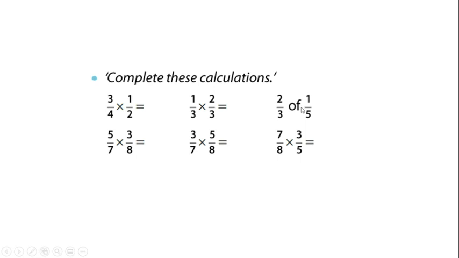Over here. Similar to one of the other questions. 2 times 1 is 2. 3 times 5 is 15. 2/15. This one, 7/8 times or multiplied by 3/5. 7 times 3 is 21. 8 times 5 is 40. 21/40. Please let me know how you got on.